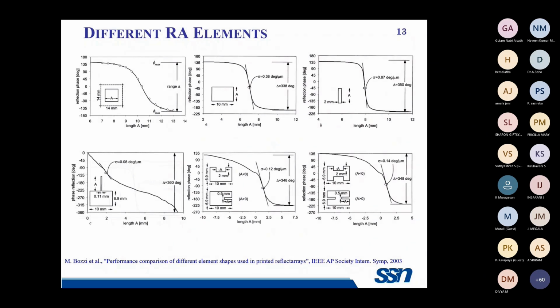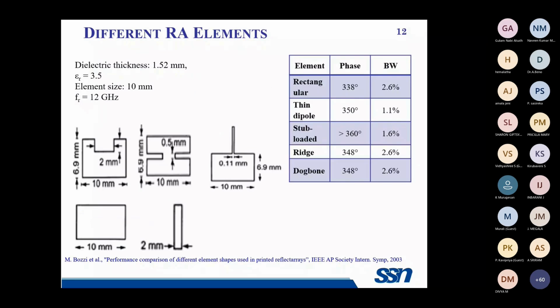And when you look at the S curve obtained for the thin dipole, the phase slope is very large compared with the rectangular patch. The phase slope of this thin dipole is 0.87 degree per micrometer. But that provides us an increased phase range, 350 degrees. But this increased phase slope will give us a lower bandwidth. So in this table, the thin dipole provides us 1.1% bandwidth, but the phase range is 350 degrees, whereas the rectangular patch gives us 2.6% bandwidth, and the phase range is 338 degrees. Because of the increased slope in the thin dipole, the bandwidth offered by the dipole is less.